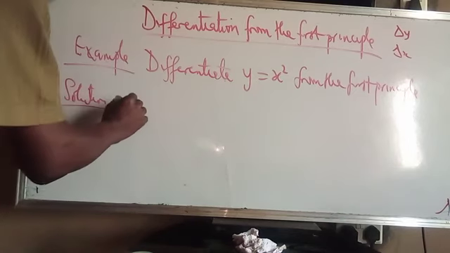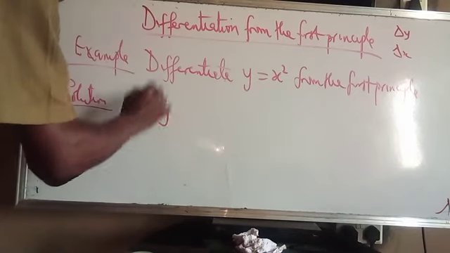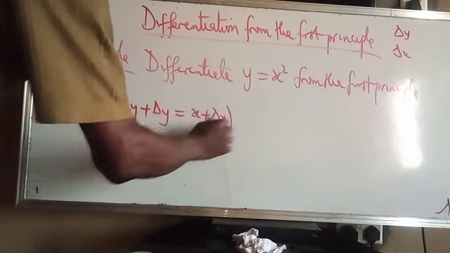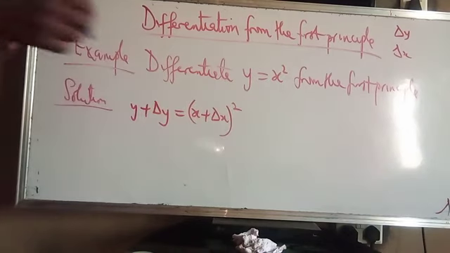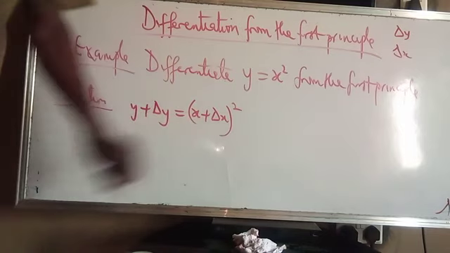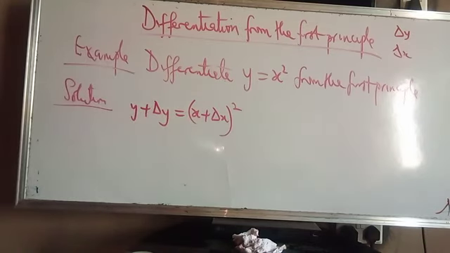So we have y plus delta y is equal to x plus delta x all squared. Now I told you that anytime you see y, you add the increment to it, and anytime you see x, you add the increment to it.